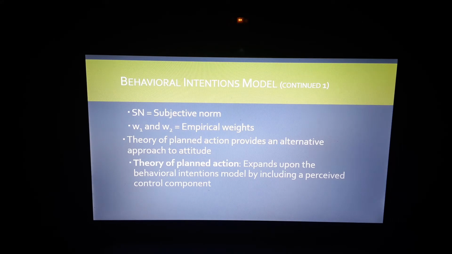Again, the theory of planned action expands upon the behavioral intentions model. It includes a perceived control component. So it's another thing that will play into this whole idea of perception.